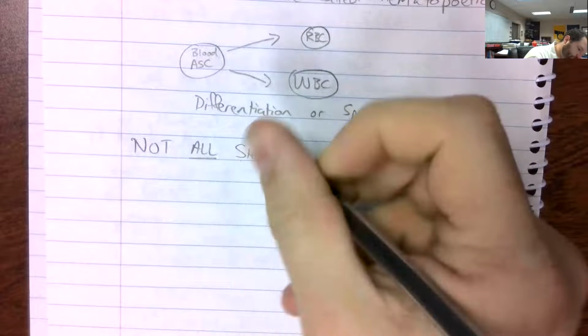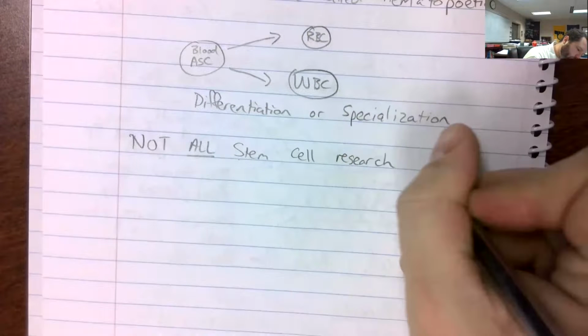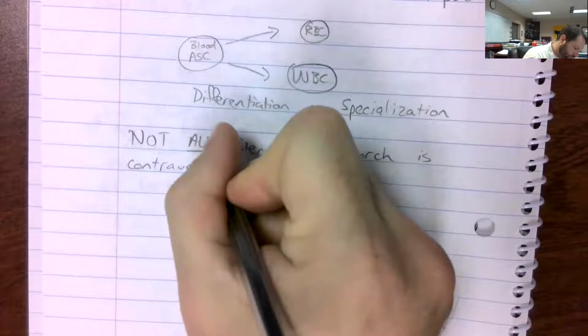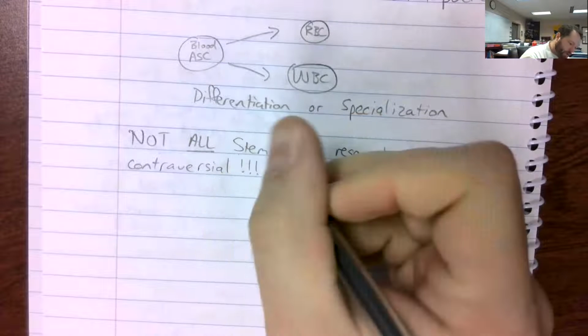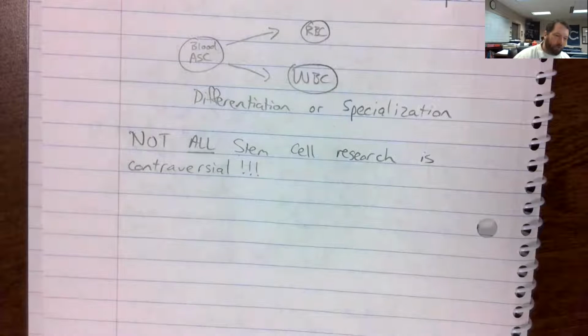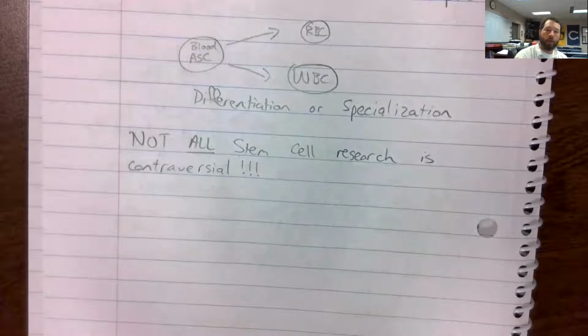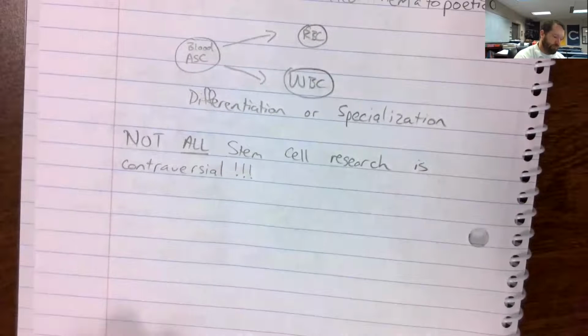Big point of fact here. You hear all the time about stem cells. Some people are all for them, some people are all against them, and that, I get that. And we'll talk more about that later. But not all stem cell research is controversial.